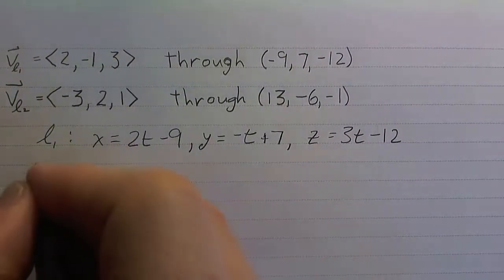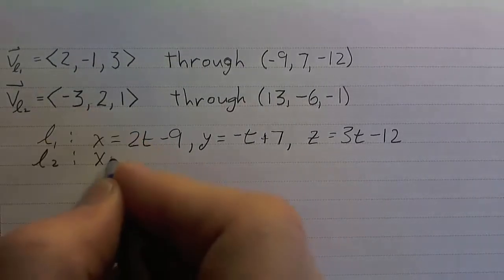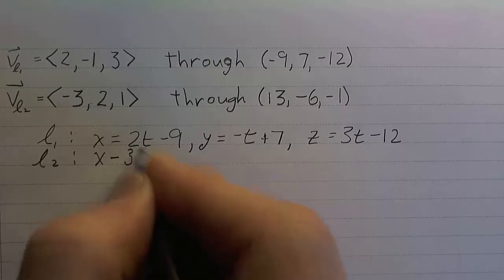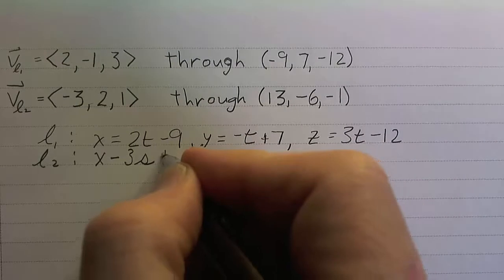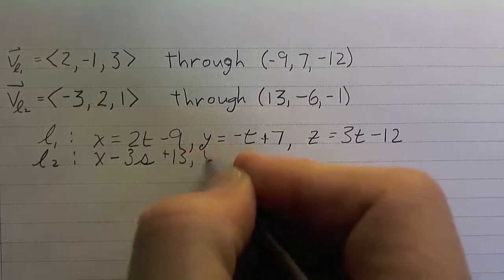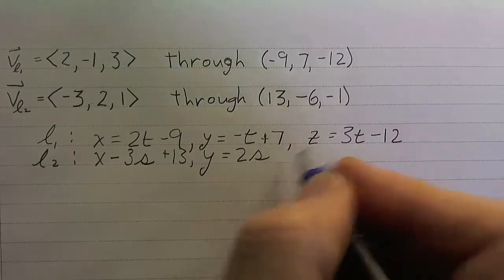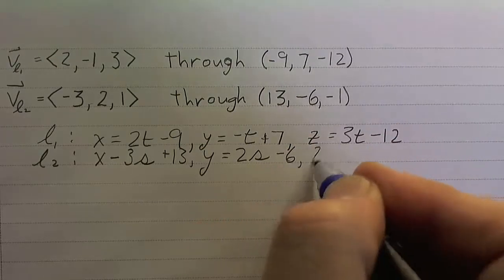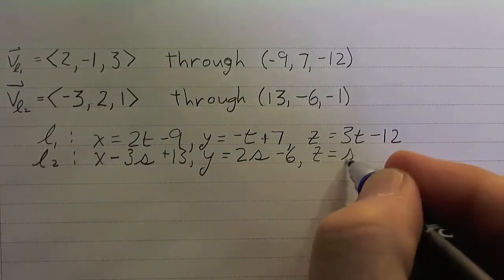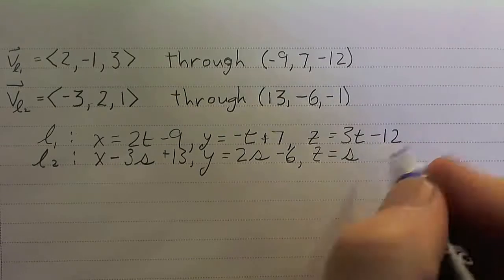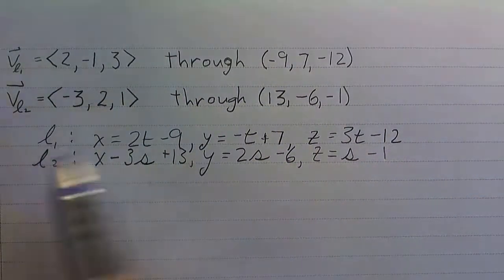Now, for line 2, I've got x equals negative 3, and let's not use t again. Let's use a different parameter. Let's use s, plus 13. And y equals 2s minus 6. And then finally, z is equal to s minus 1. There. So we've got our two equations, L1 and L2.